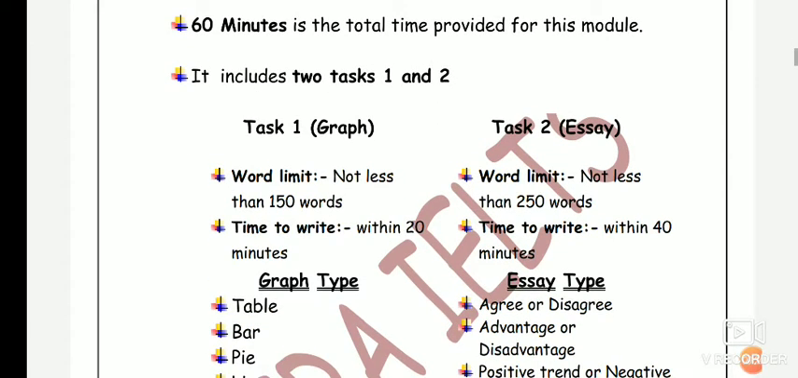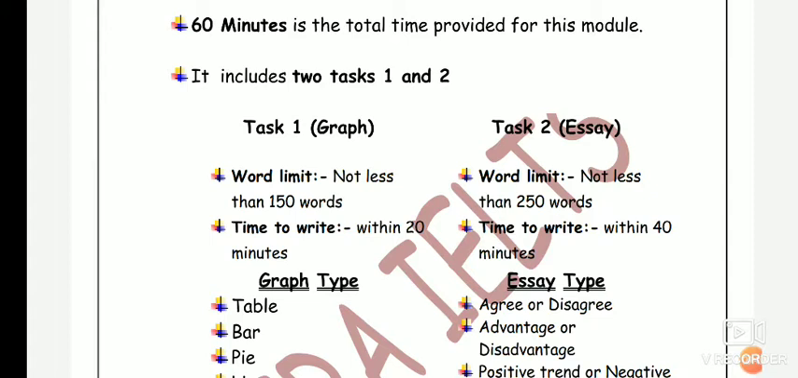As you can see clearly on the screen, task 1 has a word limit of not less than 150 words. It is totally compulsory that we should not write less than that limit, and we can write above it as much as we want. For the essay, the word limit is 250 words. We have to write at least 250 words, and you can increase accordingly.